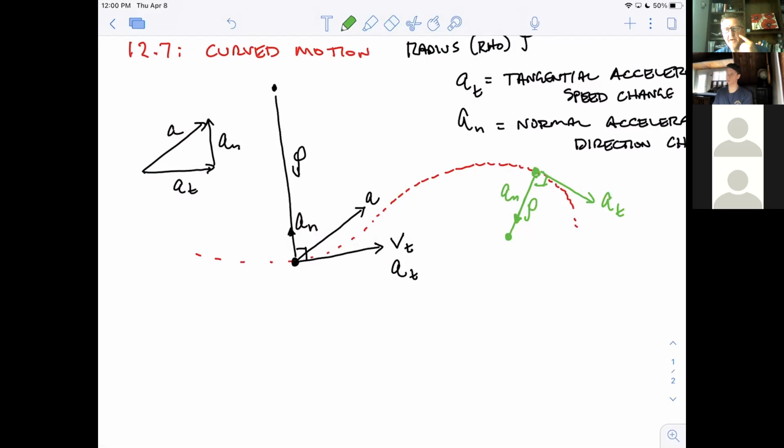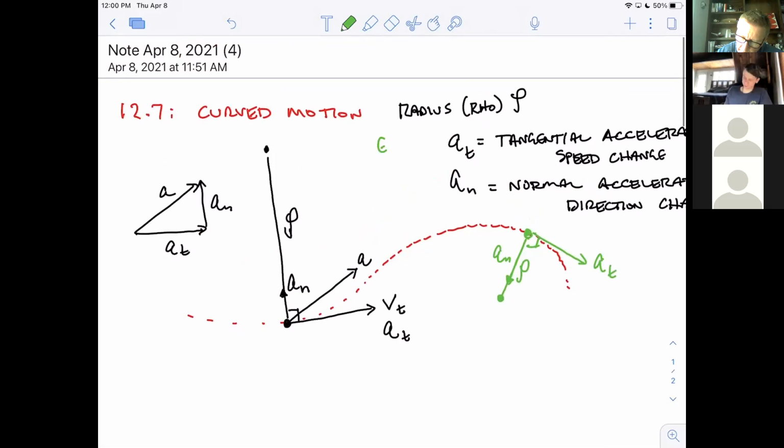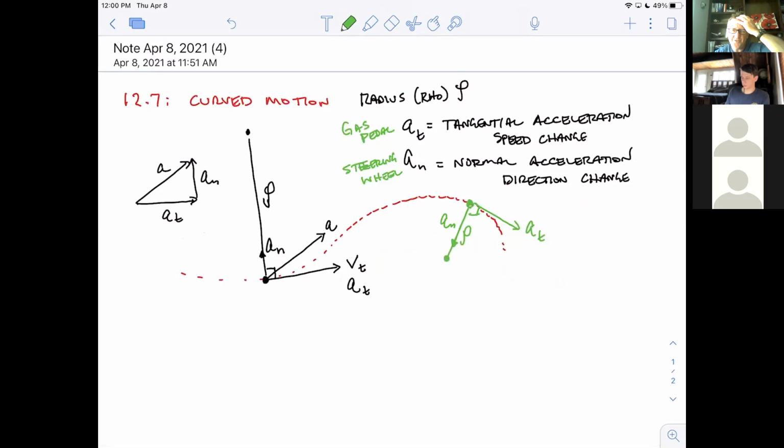So they act totally independent of each other. Does that make sense? One is I'm pushing the gas pedal. The other is I'm turning the steering wheel. You with me there? I'll write that. Gas pedal. Steering wheel. So AN is an interesting acceleration because it's not actually a speed change at all. It has nothing to do with speed change.